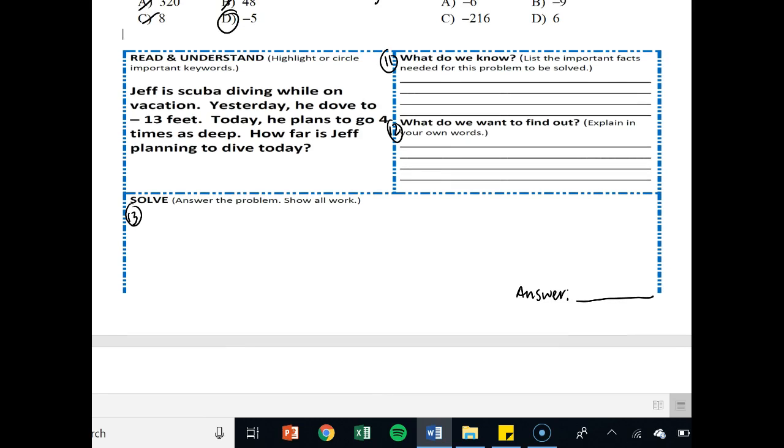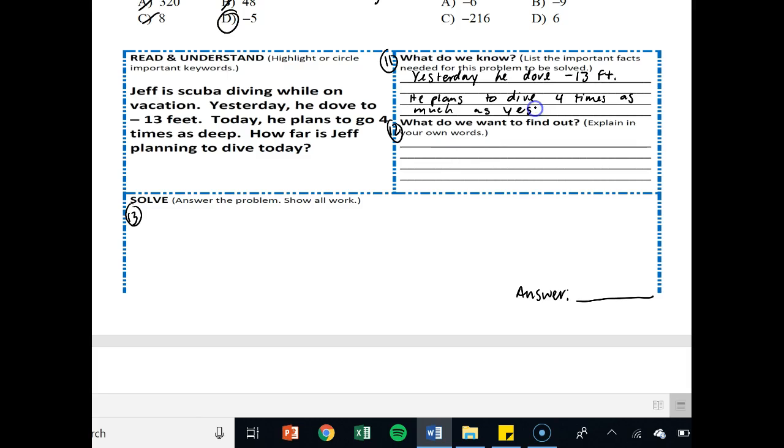All right. I'm going to do this problem for you. It says Jeff is scuba diving while he's on vacation. Yesterday, he dove down -13 feet. Today, he plans to go 4 times as deep. How far is Jeff planning to dive today? So what do we know? We know he's on vacay, but also yesterday he dove -13 feet. He plans to dive 4 times as much as yesterday.